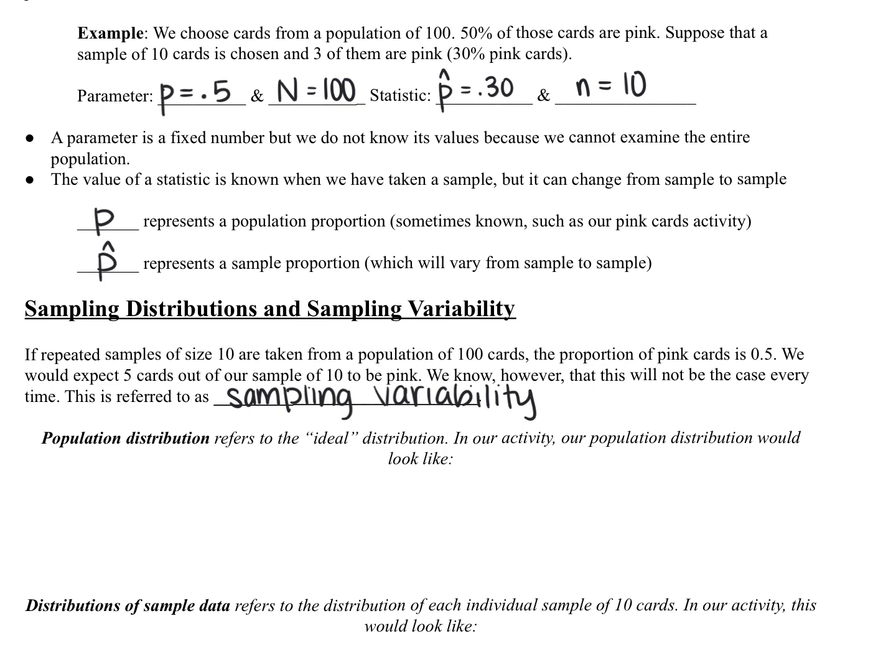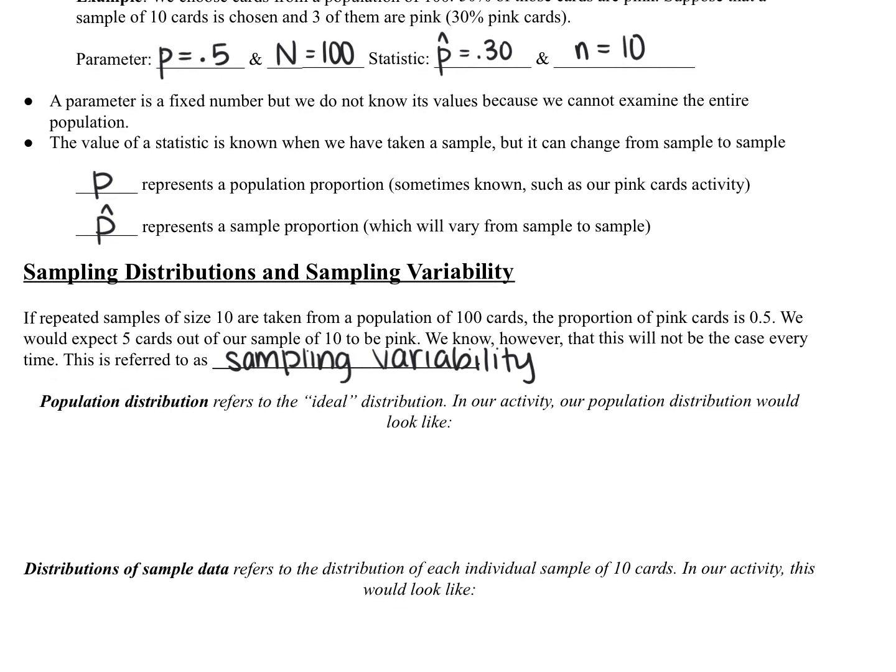If repeated samples of size 10 are taken from our population of 100 cards, the proportion of pink cards should be roughly 0.5. So we would expect 5 cards out of our sample of 10 to be pink, but we know that this will not be the case every time, which is where we get sampling variability. But over the long run, the samples should average out to be 50%.